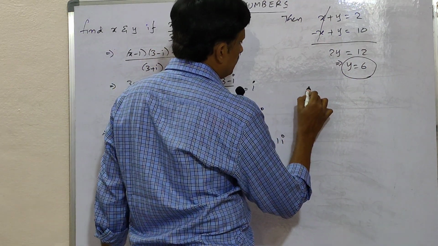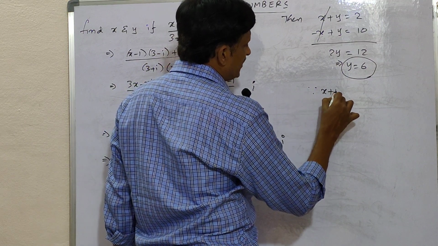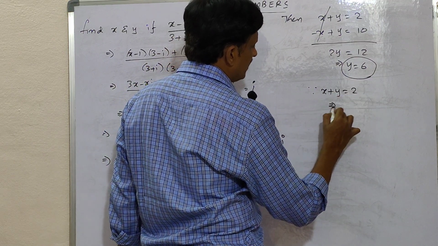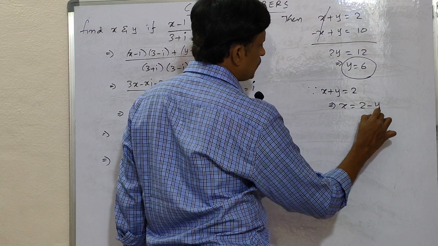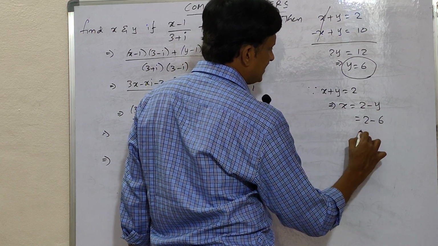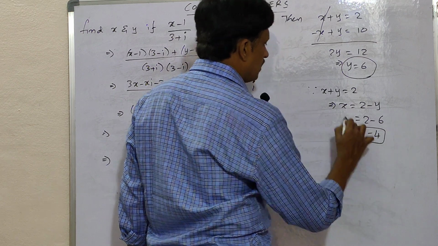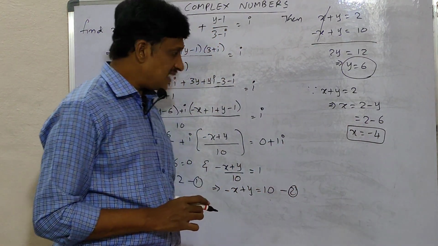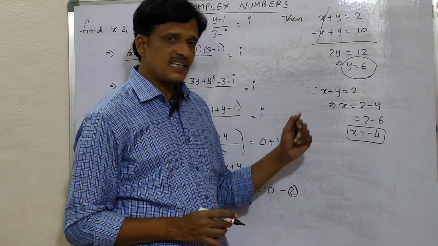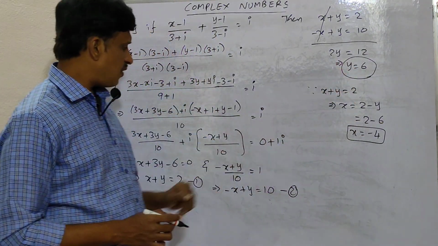And now, since x plus y is equal to 2 gives x is equal to 2 minus y, that is 2 minus 6, as y is 6, that gives minus 4. And now verify whether the result you got here is correct or not. x is minus 4 and y is 6.